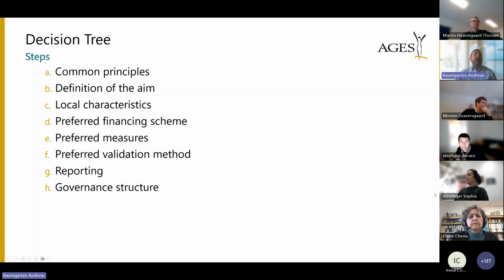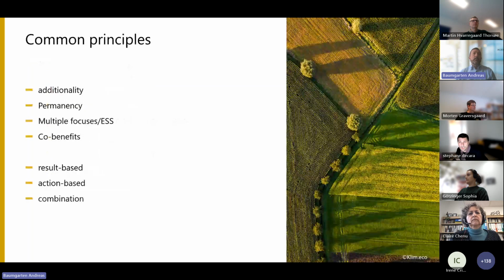So the definition of the aim is also very important. Then you have to take into account the local characteristics. Of course, the preferred financing scheme, not everywhere probably will the same financing scheme be the ideal one. Then you have to say something about the measures and also the preferred validation. And finally, the reporting and of course, last but not least, the governance structure within these principles.